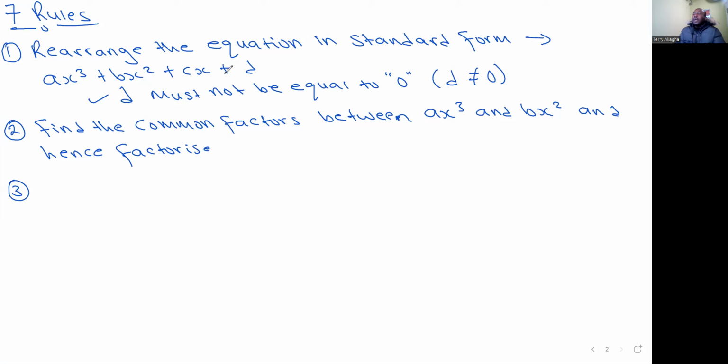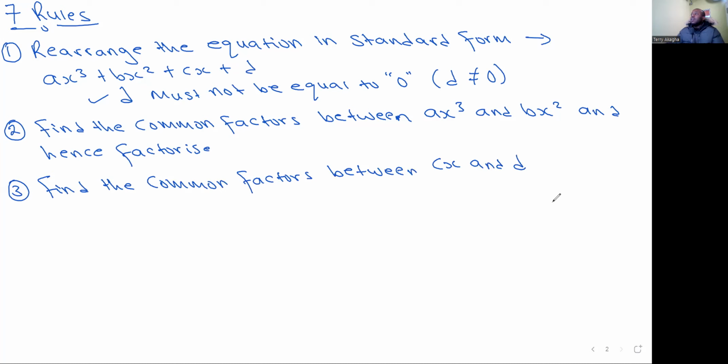Then the next one, you have to find the common factors between cx and d, and as well you factorize. Don't worry, I'm going to solve some questions; we're going to solve some questions together. So find the common factors between cx and d, and hence, when you're done with that, you factorize.